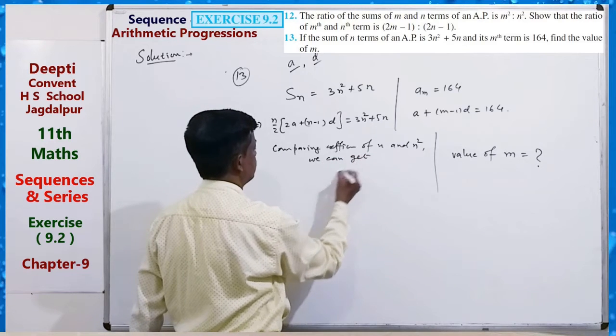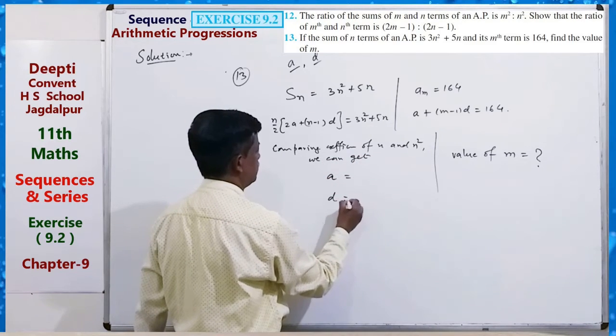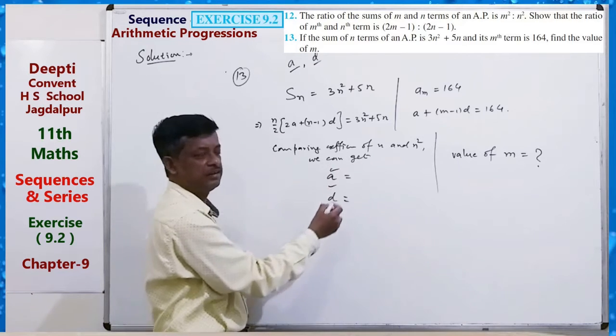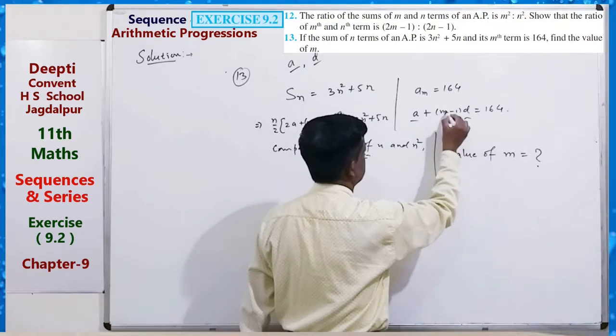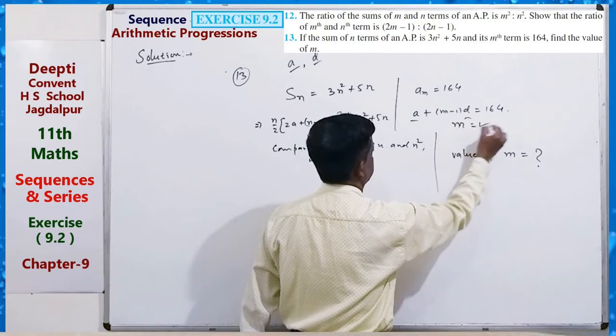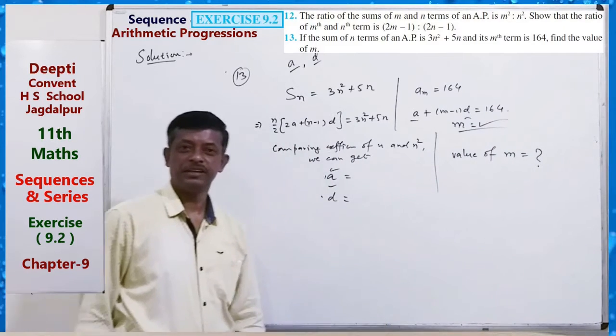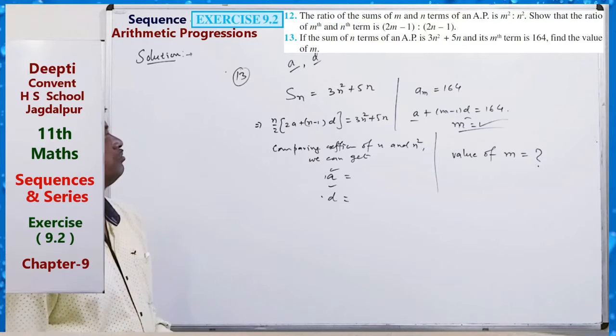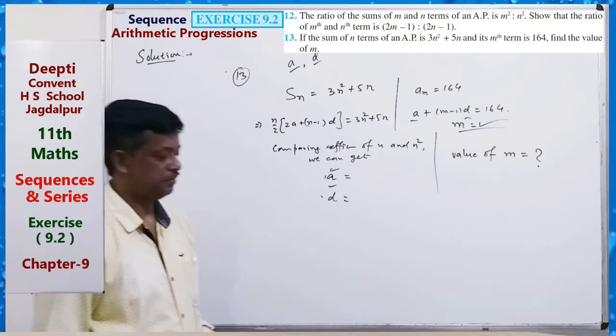We can get what? A and D. The relation between them: by comparing A and D, we can get the values. Put this value here, A and D, then you can get M. Okay, so this is the technique for solving question 13.